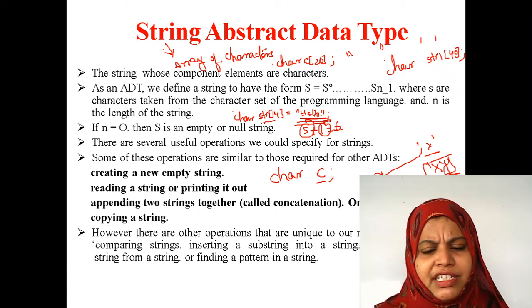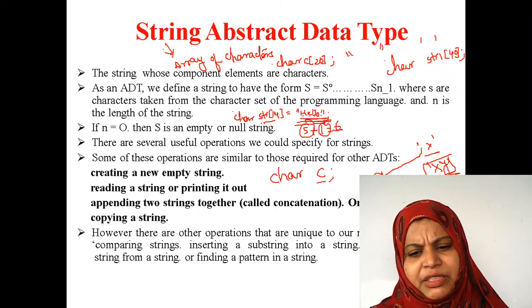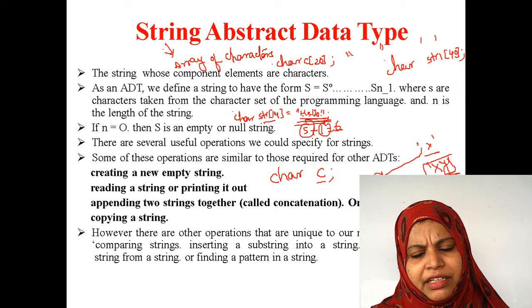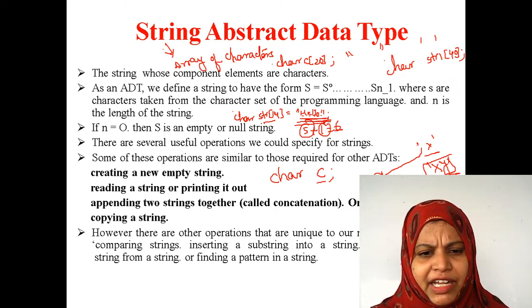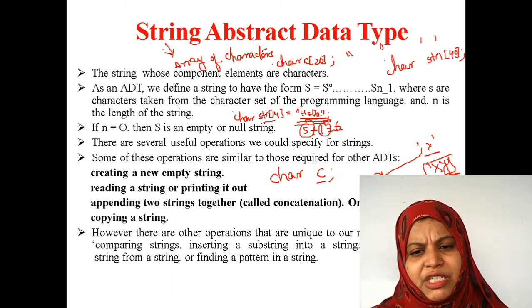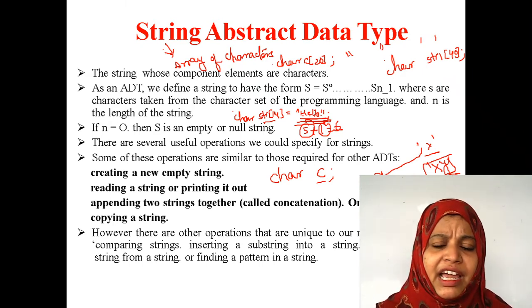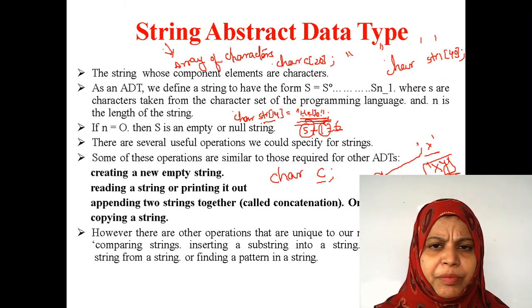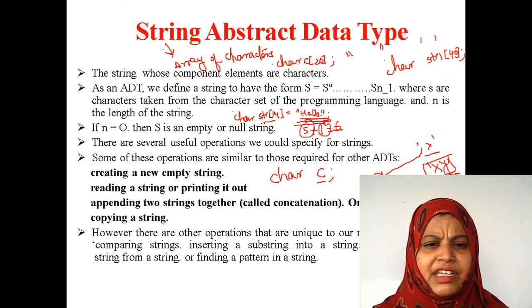Here length of the string is equivalent to the number of characters present in that particular string, and plus 1 indicates the null character. If the n value is 0, if no character is present in that particular string, then the string is known as the empty string or the null string. And we can perform various types of operations on that string. Already I am saying that here string is an array of characters.